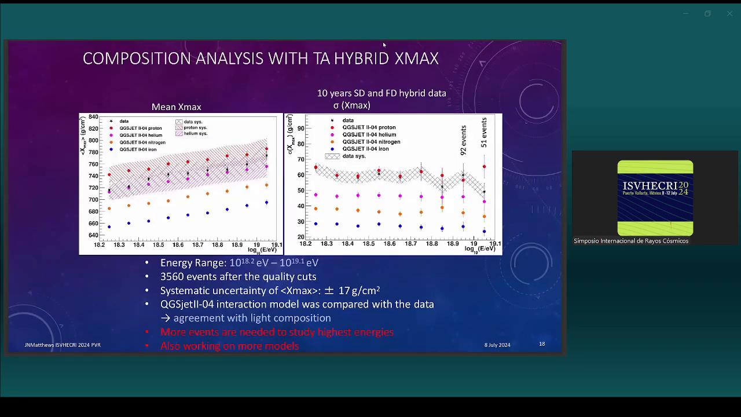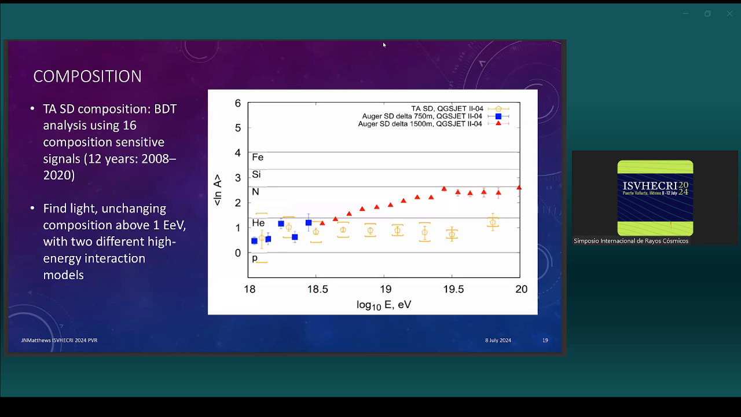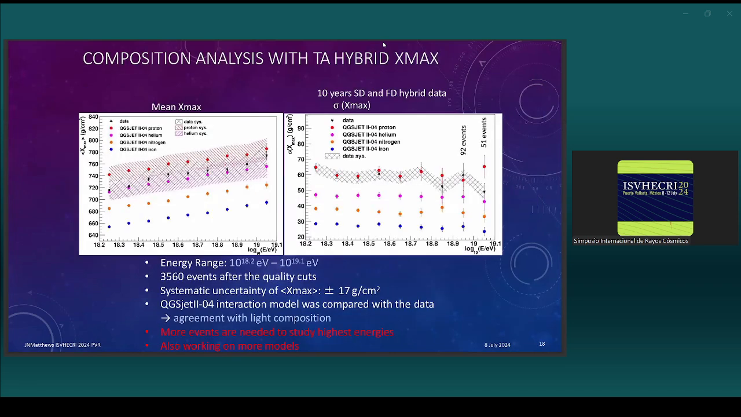Meanwhile, Telescope Array, this is the data. Yeah, this is a little insensitive. Compared to QGSJet II-04 protons, helium, nitrogen, iron, compared to the data looks light and constant as far as we can tell. Some fluctuations out here where statistics are bad.